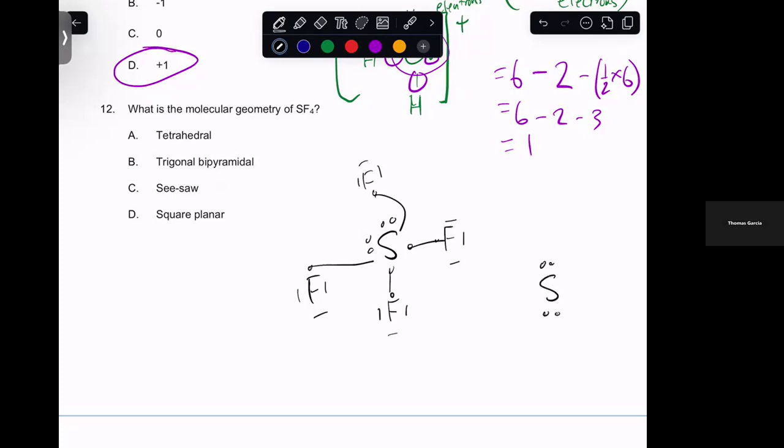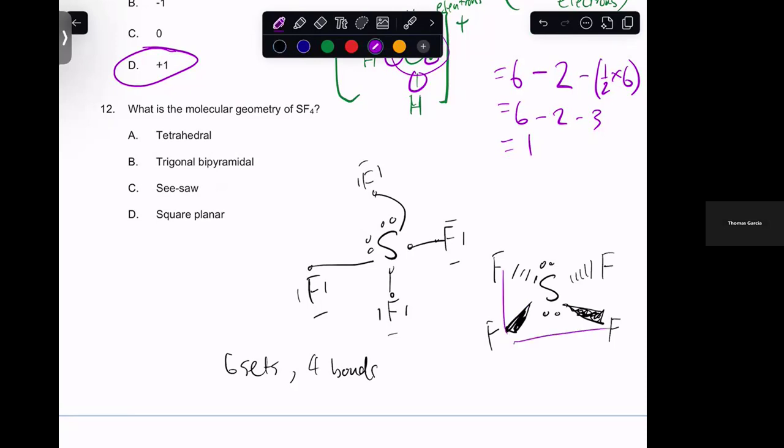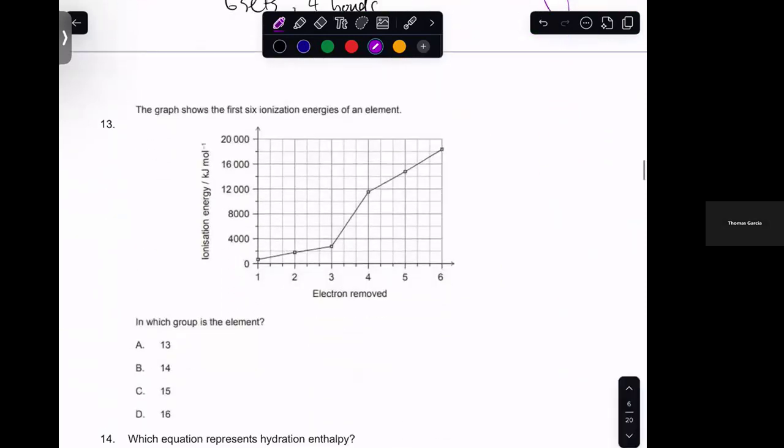And we get our 2 on the top and bottom, but we also get this weird shape here. And now we have 6 sets and 4 bonds. What I see here is a square shape. It is actually square planar. We have our lone pairs creating a repulsive force there on the top and bottom, and this gets us D, square planar. All right, moving on to number 13.